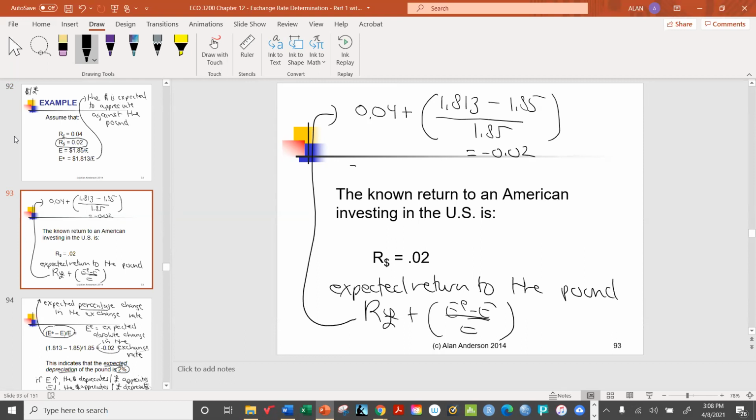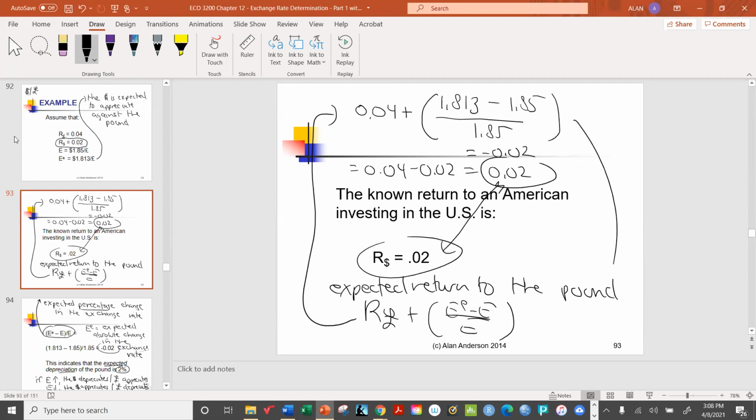So therefore, look what happens. The return to the British pound is expected to be exactly 2%. So the returns are equal to each other. So remember, up here is the expected return to the pound. Down here is the known return to the dollar. They're right now at this point in time equal to each other. That means that we are in equilibrium.